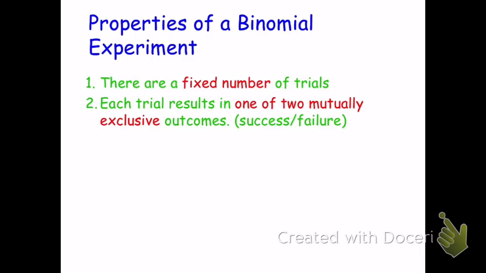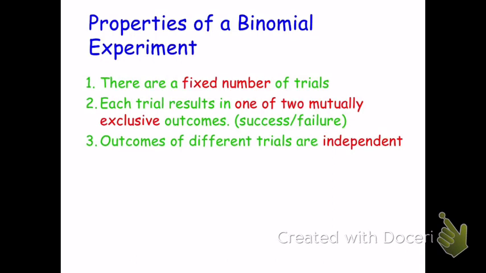Each trial results in one of 2 mutually exclusive outcomes. So we say success or failure. By that I mean I have 2 outcomes. Like if I'm doing the gender example, I have 2 outcomes, boy or girl. Success or failure. Which one's the success? Females. Females, success.